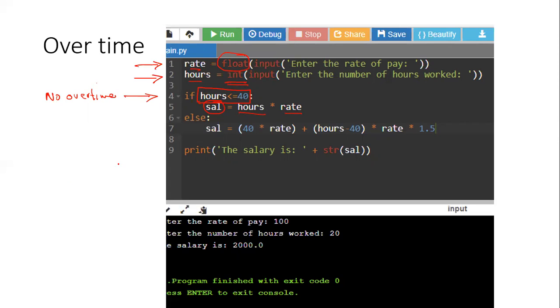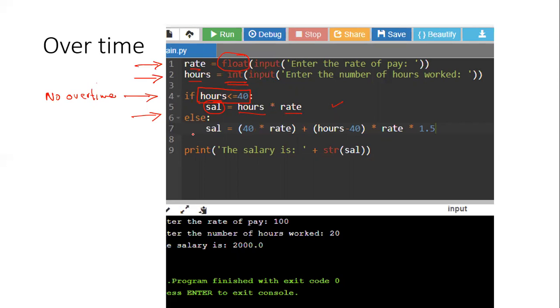There is no overtime. And notice I said less than or equal to. So if the user enters 40 hours, 40 is equal to 40, and that would come into this case where I would take the 40 hours times the rate that the user has input. When it goes to the else, it means that the if condition in line 4 was false. Now for the condition to be false, it means that the hours are above 40.